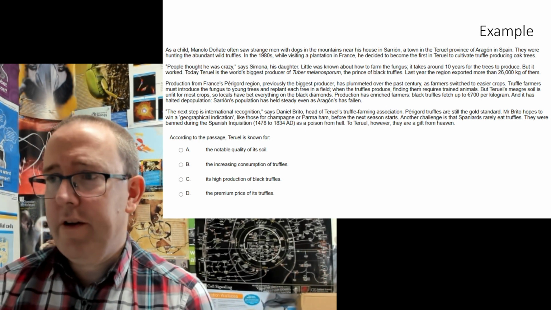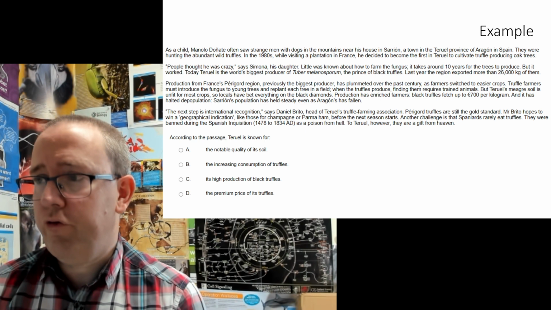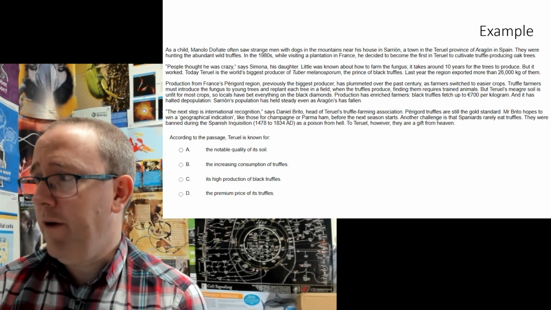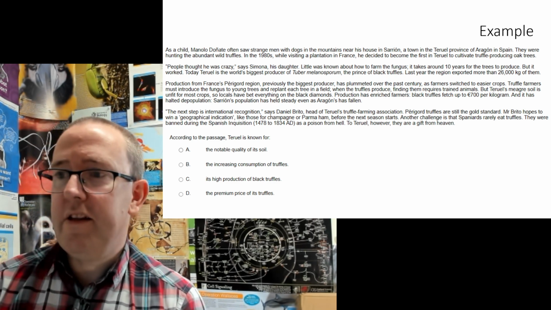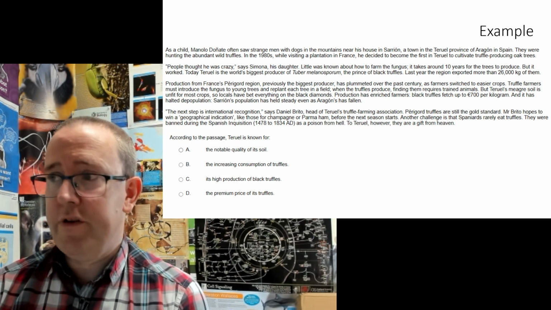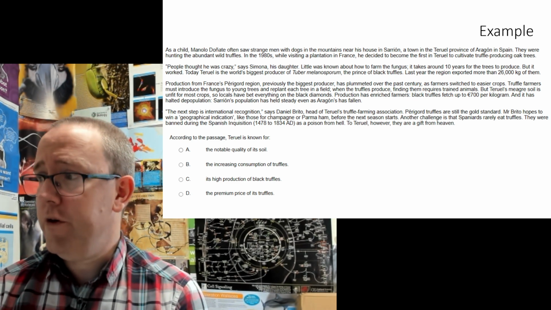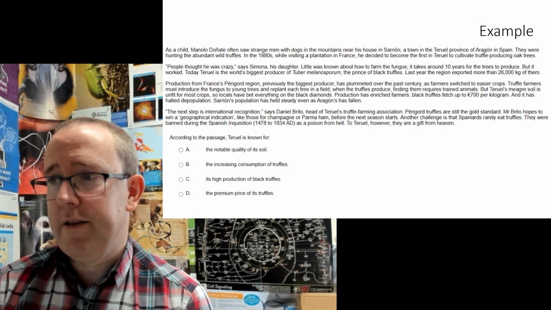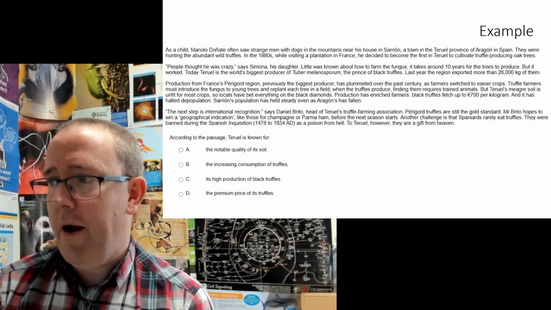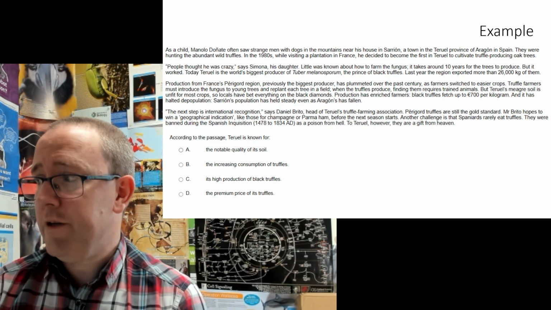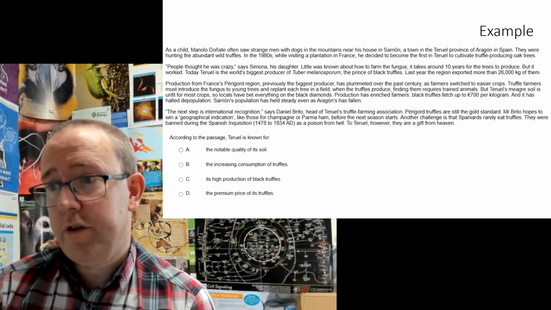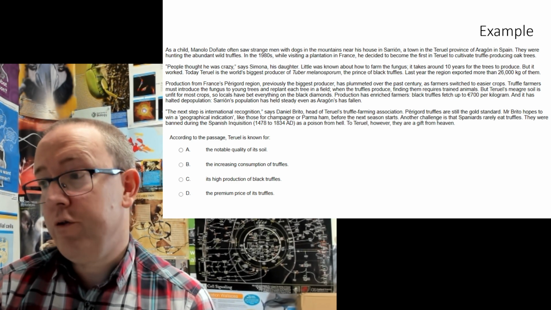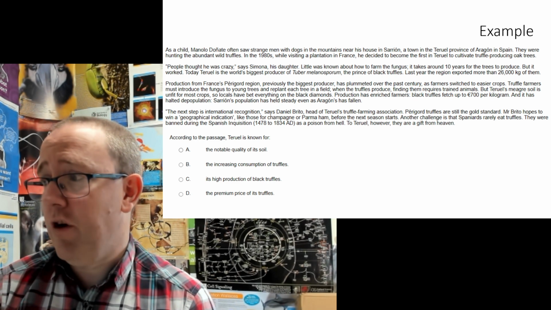As a child, Mando Donate often saw strange men with dogs in the mountains near his house in Cerrion, a town in the Teruel province of Aragon in Spain. They were hunting the abundant wild truffles. In 1980, while visiting a plantation in France, he decided to become the first in Teruel to cultivate truffle-producing oak trees. People thought he was crazy, says Simona, his daughter. Little was known about how to farm the fungus. It takes around 10 years for the trees to produce. But it worked. Today, Tyrrell is the world's biggest producer of tuber melanosporum, the prince of black truffles.